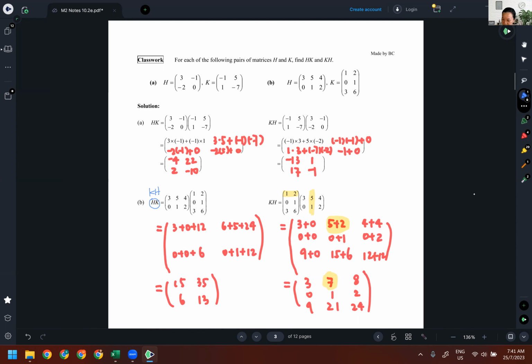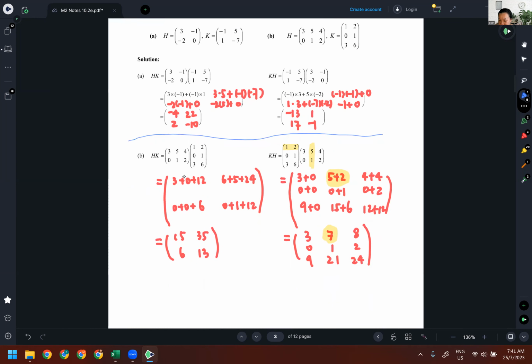Oh, sorry. I think it's this way. This is HK, this is KH. In this case, HK is 2 by 2. KH is 3 by 3. In other words, the outcome can be so different that even the sizes of the matrices are not equal.